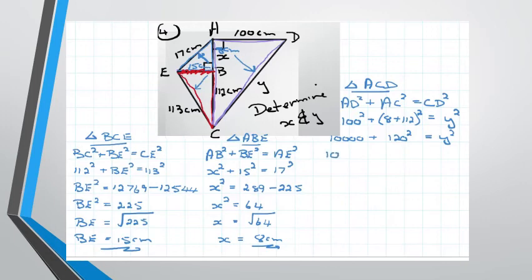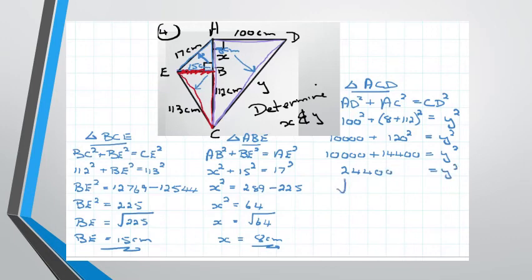Therefore I'm going to have 10,000 plus, and that's going to give me 14,400 equals y squared. If I'm adding those two, I'm going to have 24,400 equals y squared.